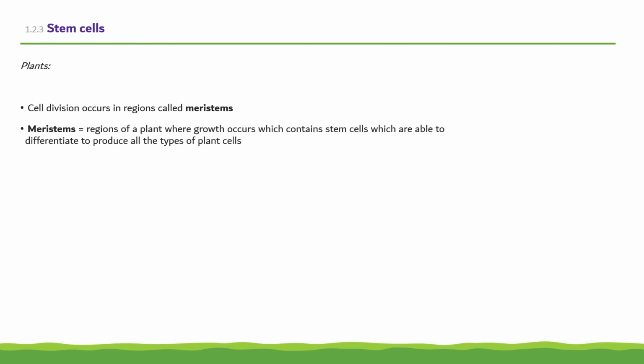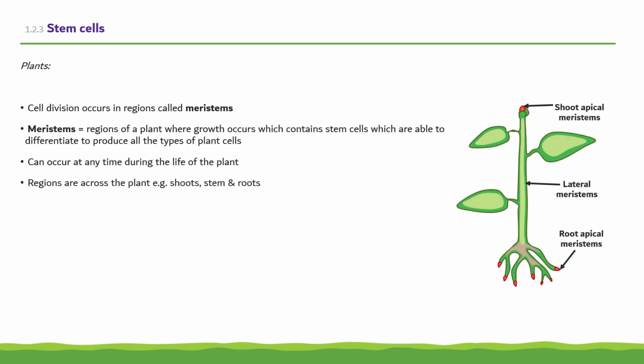Stem cells are also found in plants. In plants, cell division occurs in regions called meristems. Meristems are regions of a plant where growth occurs, which contain stem cells, which are able to differentiate and produce all the types of plant cells. This division and differentiation can occur at any time during the life of the plant. The regions of meristems are across the plant: the shoots, the stem, and the roots.